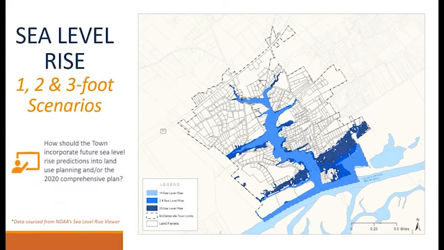How do you think the town should incorporate future sea level rise predictions into land use planning and/or the 2020 comp plan?